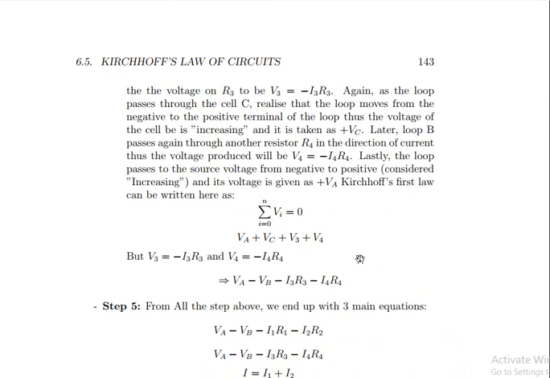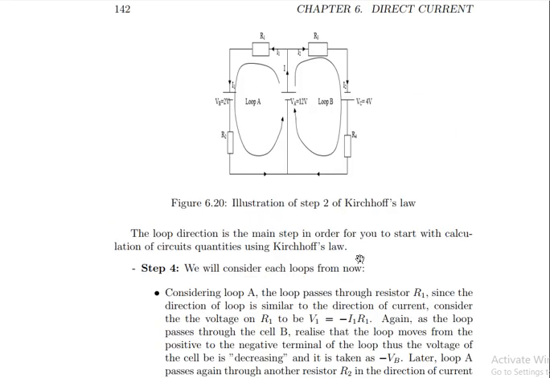Now, considering the next case, in case of loop B, you see that this I is going to move here. Since the current is in the same direction as loop B, the voltage drop is going to be negative. Again here, since the loop is moving from the negative side to the positive side of the cell, it is going to be increasing, and so the voltage VC is going to be positive. Since the current flow is in the same direction as the loop in R4, the voltage drop on R4 is going to be negative.